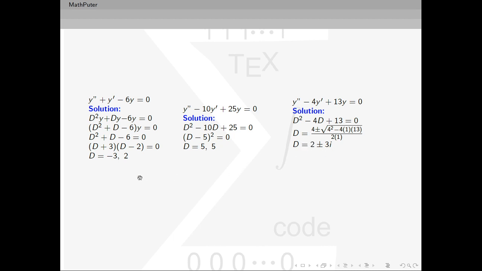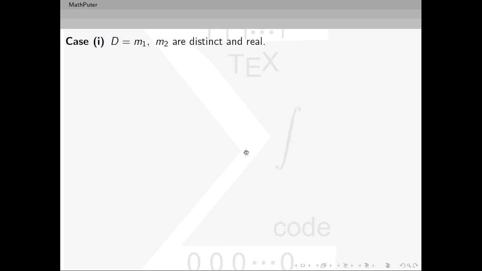I am very much interested in the nature of these roots. Look at here, minus 3 and 2 both are real numbers and distinct. They are not equal. These are real numbers and equal, 5 and 5, the same roots. And these are the complex roots, right? So the nature of the solution depends on the nature of the roots. So here we have three cases.